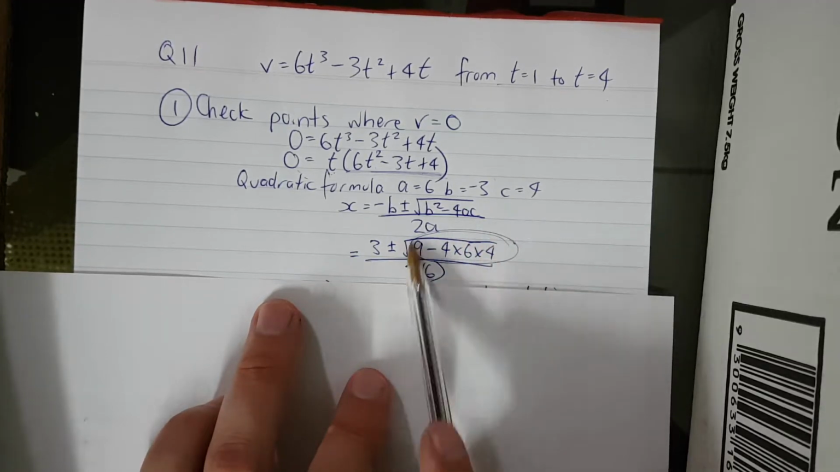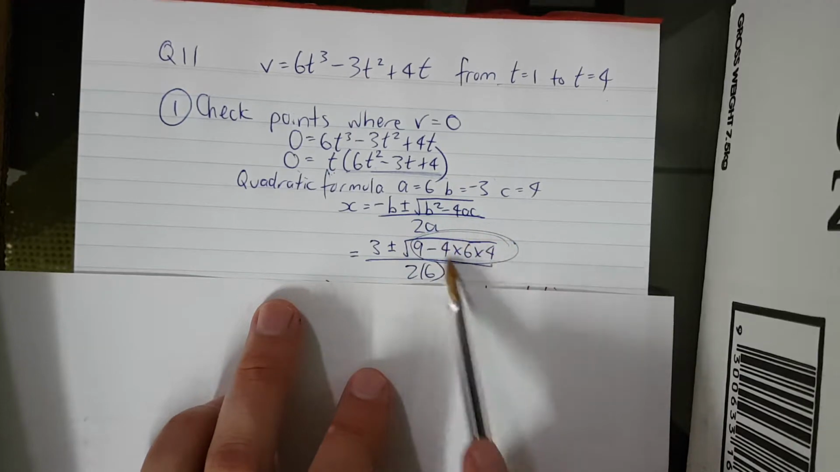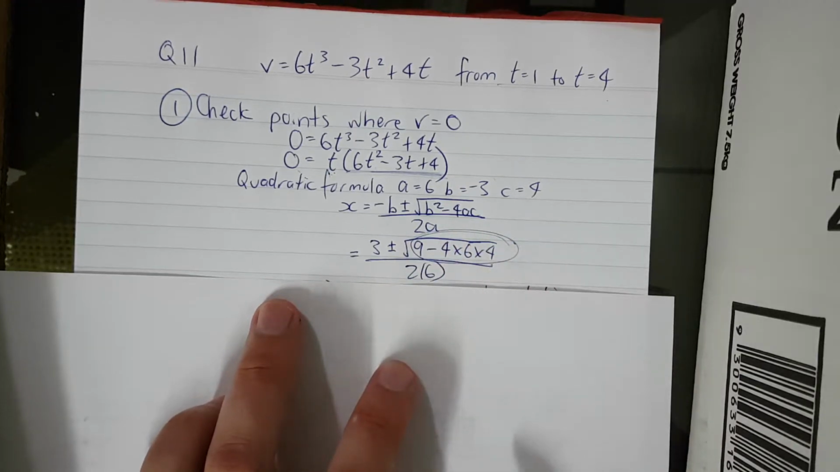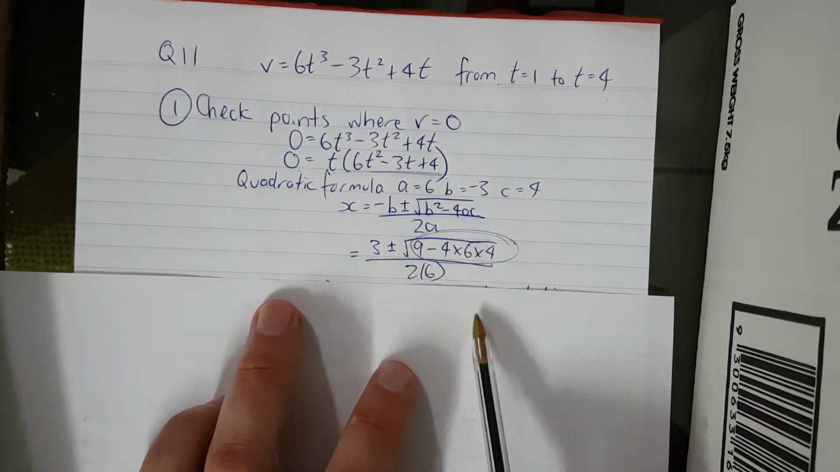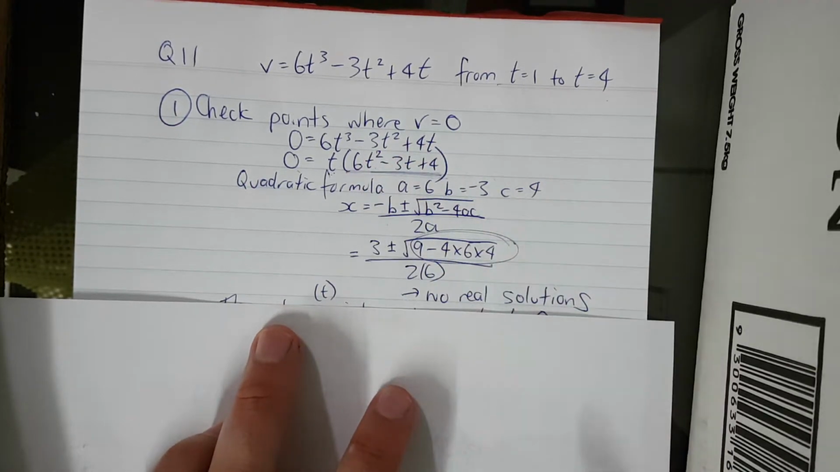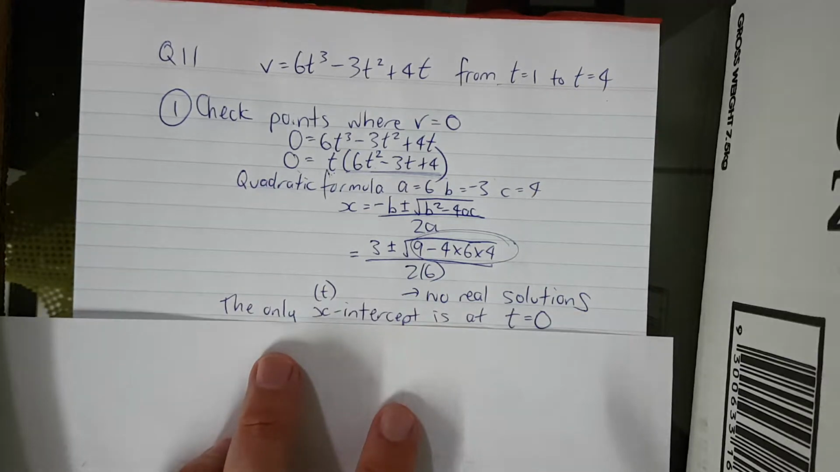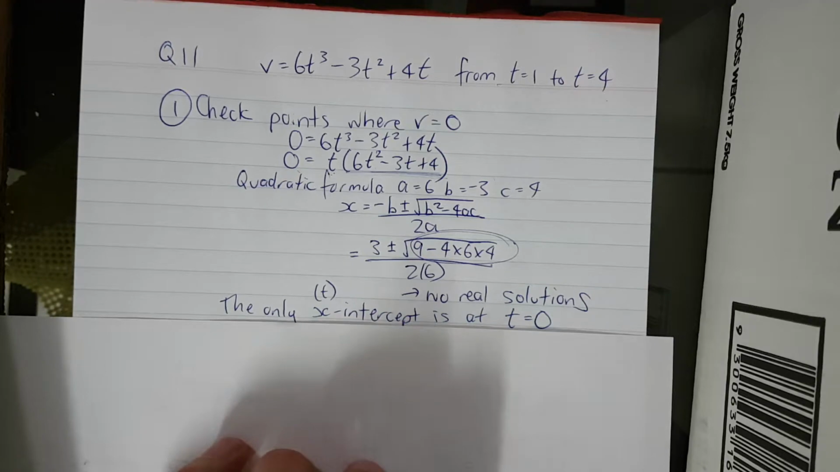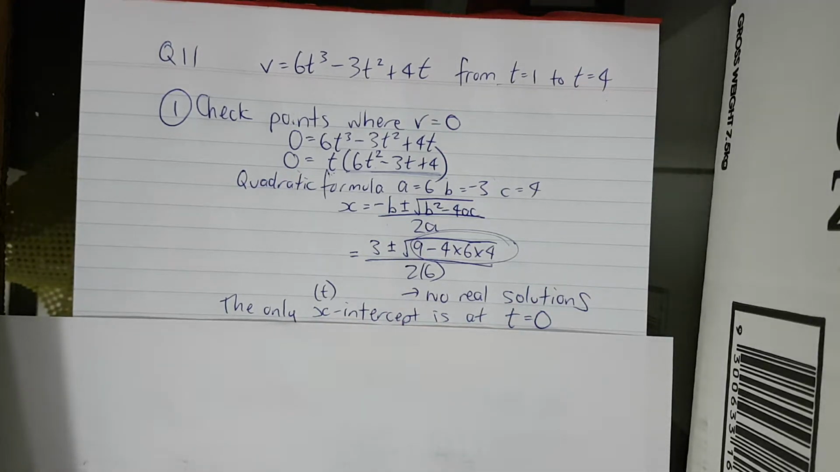You've got an issue here. 9 take away that value, whatever it is, 72, that's going to be negative. So there are no real solutions to this particular section here. That leaves the only x-intercept, which is actually a t-intercept in this question, to be at t equals 0. That's fantastic news for us.